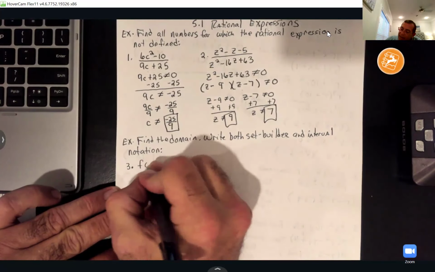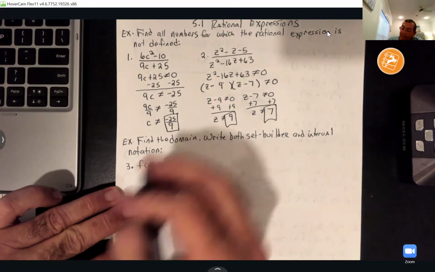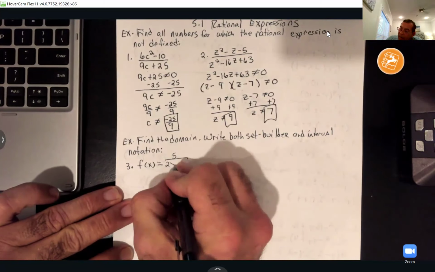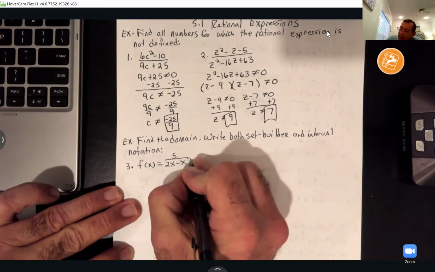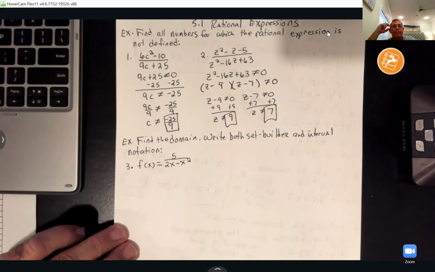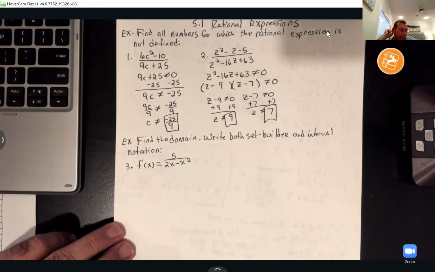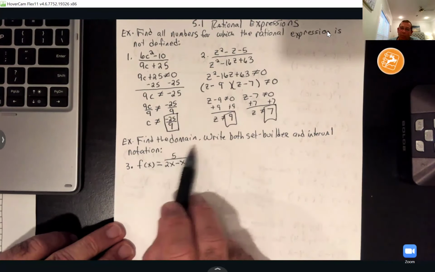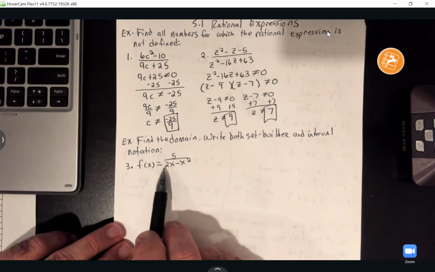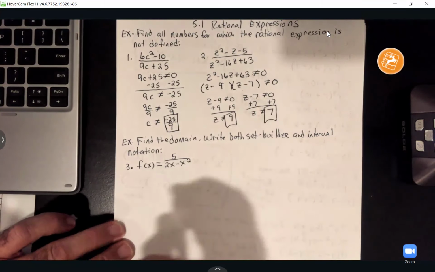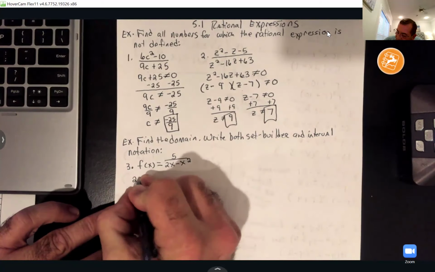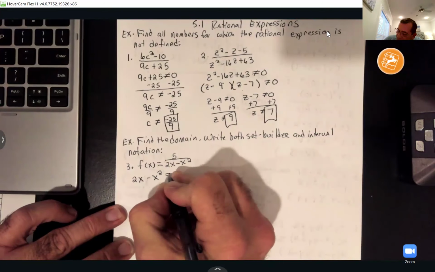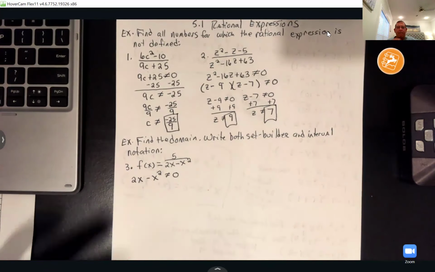All right, y'all, f of x equals 5 over 2x minus x squared. So I now got to take my denominator, because remember, the only thing we're worried about in a domain is a fraction. What'd y'all say? And I'm going to set that not equal to 0.